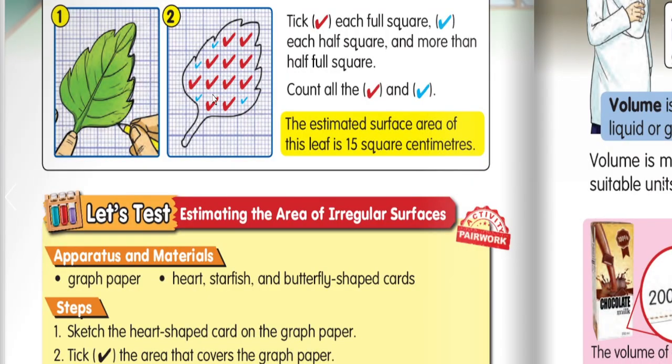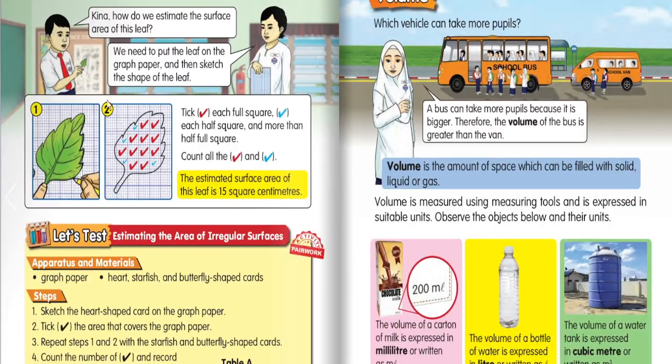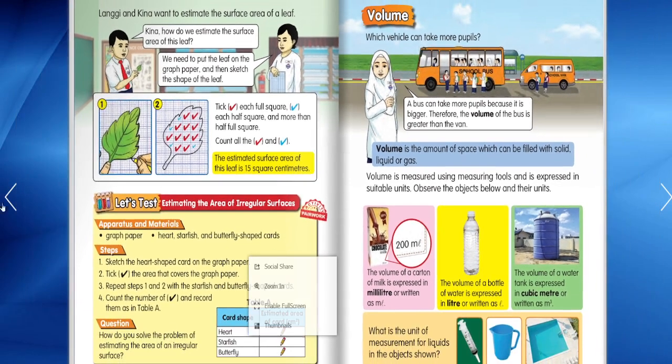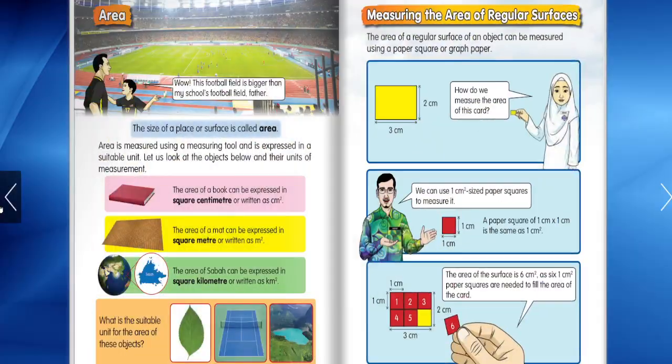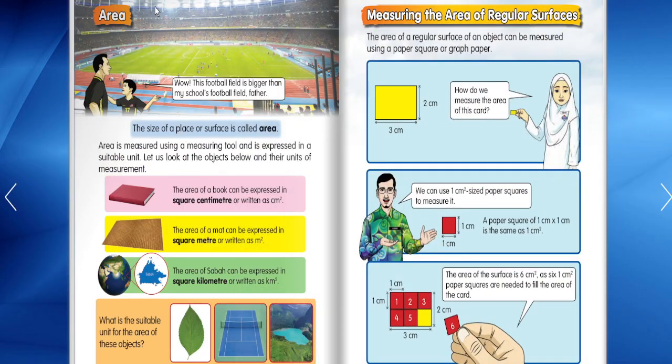So basically we can use graph paper, where each square is 1 centimeter, and we can count the squares, and that's how we find area. So area is the size of a place or surface, right? Like the size of this football field is area.